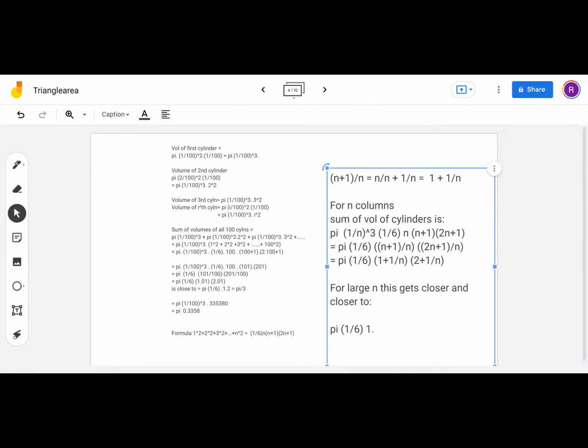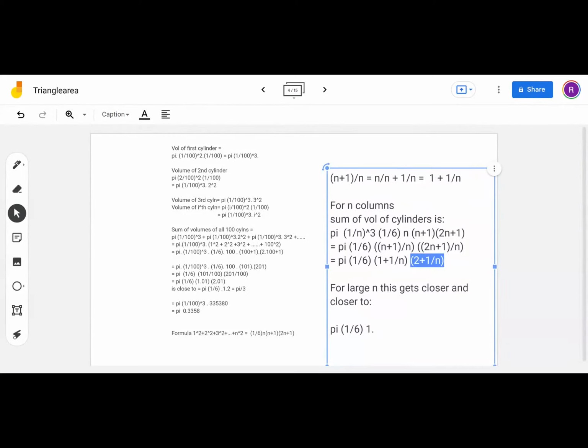What about 2 plus 1 over n? What does that become close to? What is 2 plus 1 over 100? What is 2 plus 1 over a million? As you make n bigger and bigger, what happens? 1 plus 1 over n was becoming close to 1. 2 plus 1 over n will become close to 2. Yes.